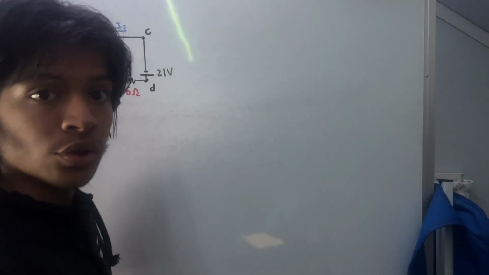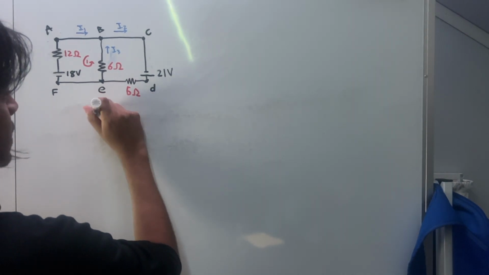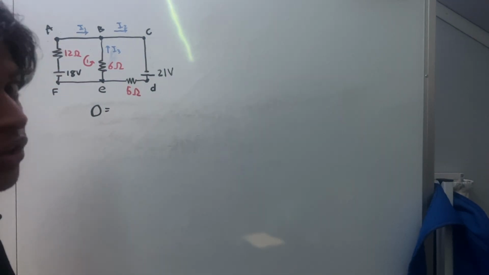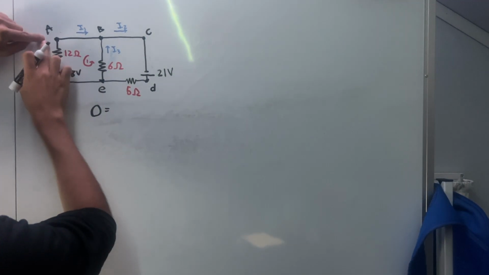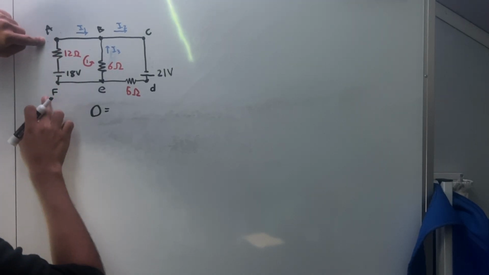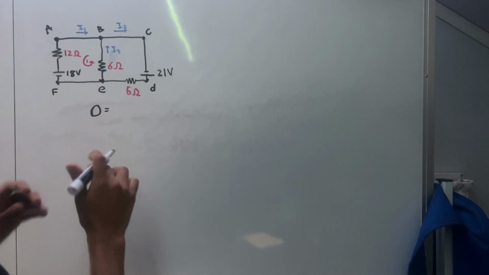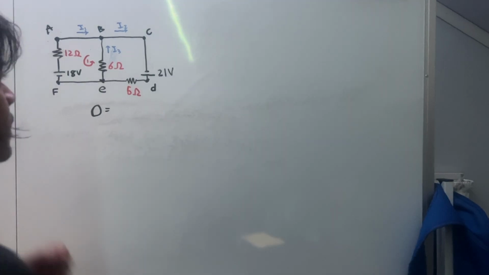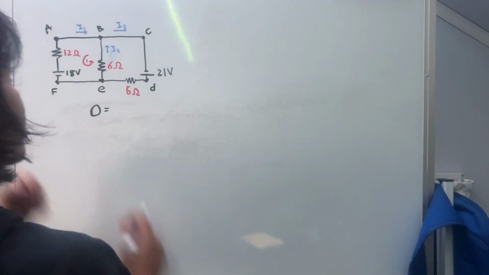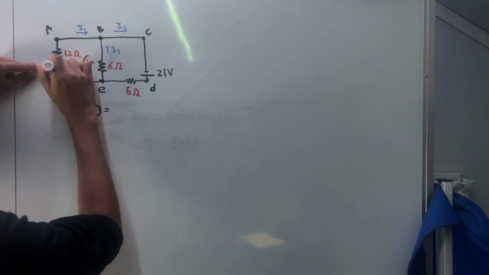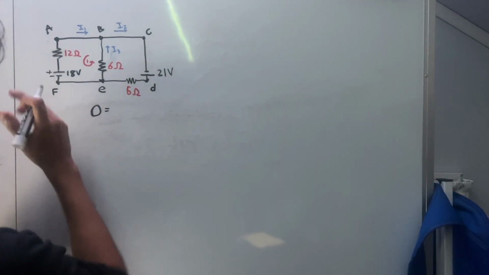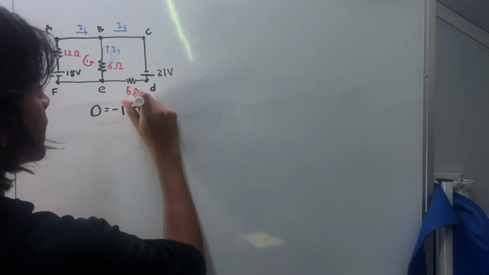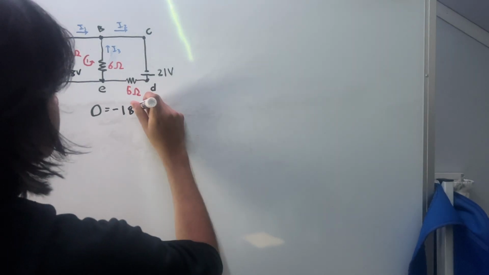By the loop rule, we know one side of our equation is going to be equal to 0. That's always the case. Now let's look at the direction that we're going in. We're starting at A, then going to F, and we already encounter two different things: this battery and this 12 ohm resistor. For the battery, it's pretty crystal clear. When we go from positive to negative potential, that always means it's going to be negative 18 volts.